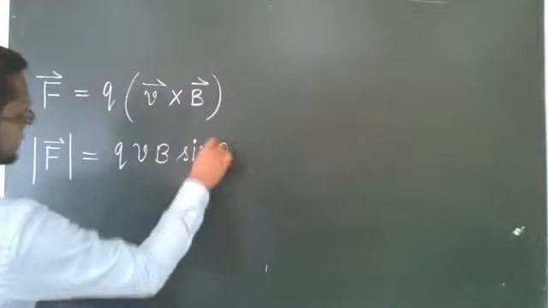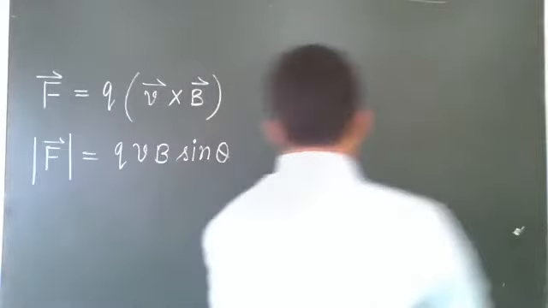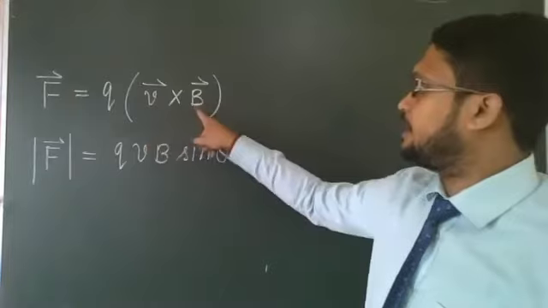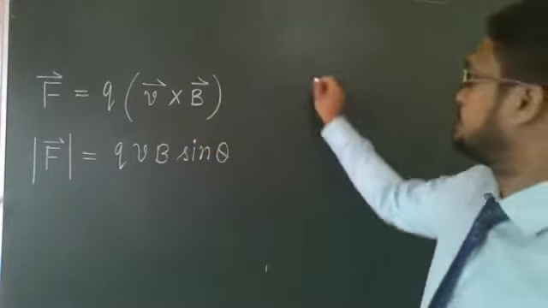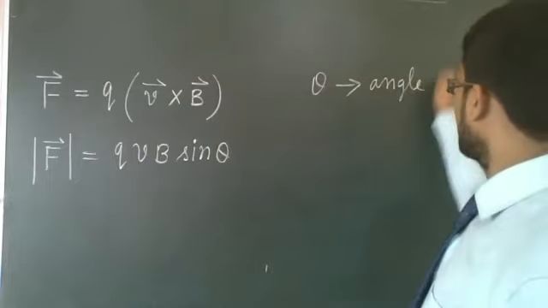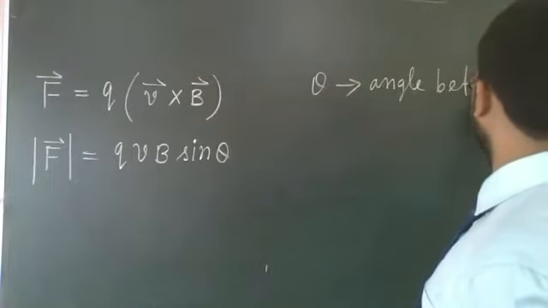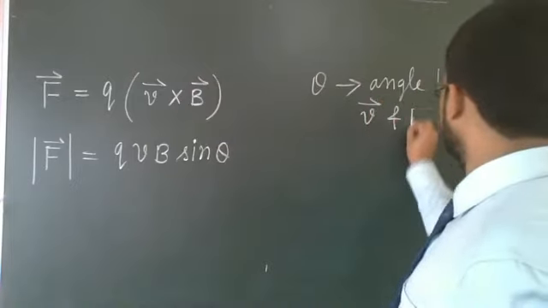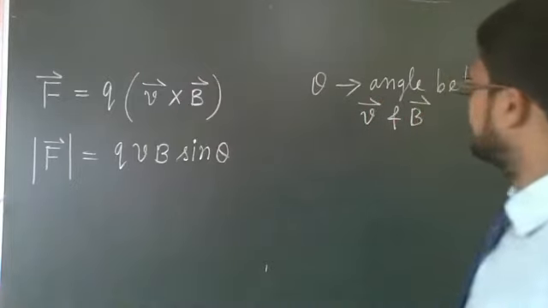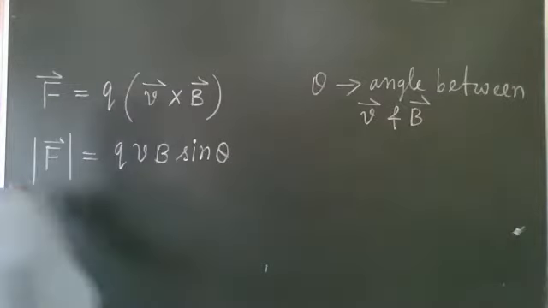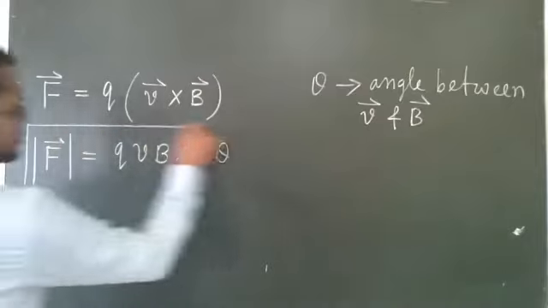What is theta? Theta is the angle between the velocity and the magnetic field direction. Theta is the angle between the v vector and the B vector. Clear? So this is the magnitude of the force.